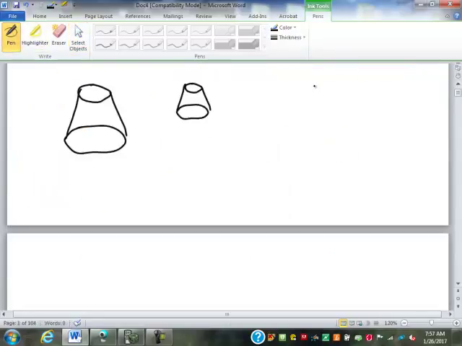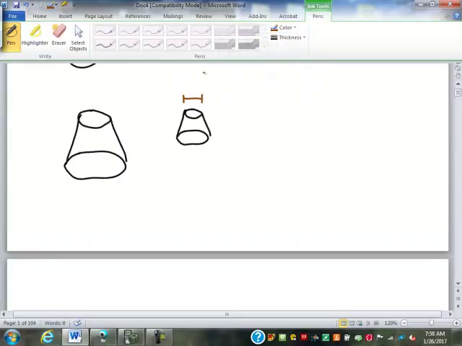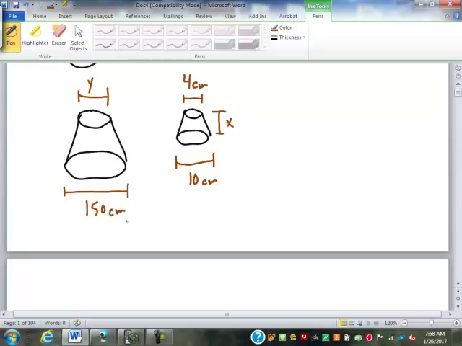Again, we've got two three-dimensional objects. One's just an enlargement of the other. So this one here is 4 centimeters on top, 10 centimeters on bottom. And we call the height of it x. We're going to call the top of this one y. The bottom of it we're going to call 150 centimeters. We're going to call this height 120 centimeters.